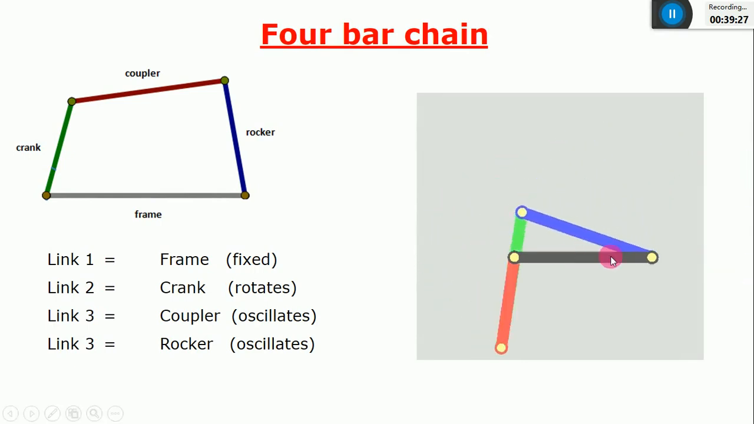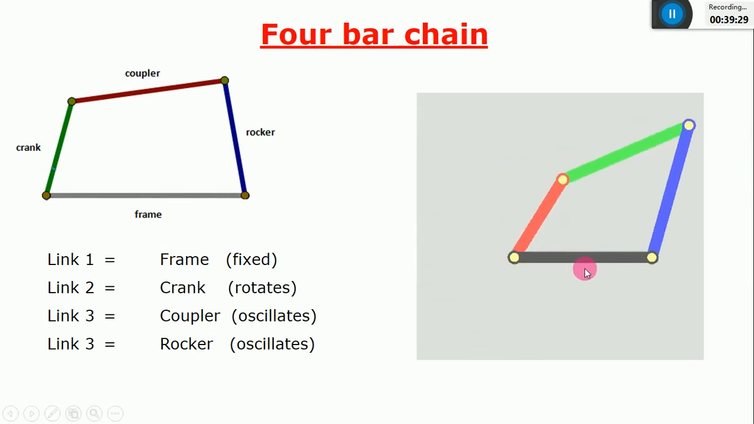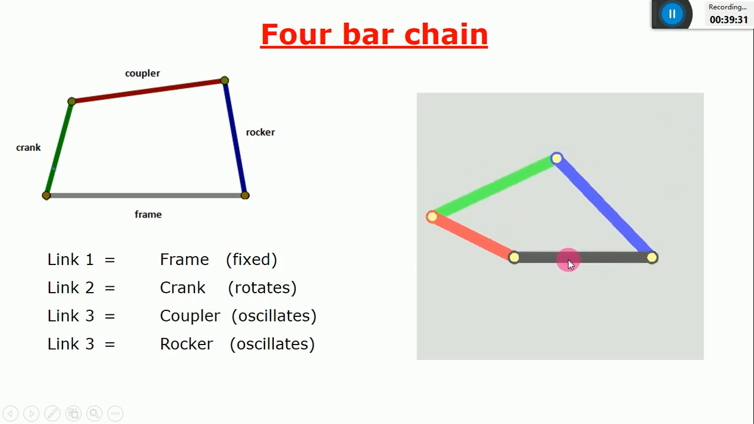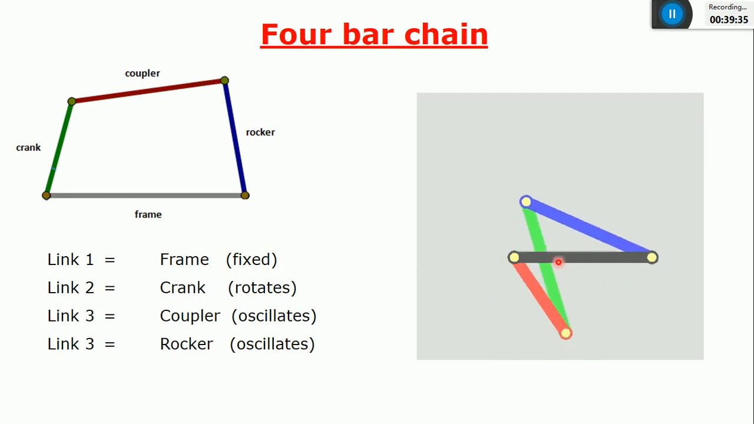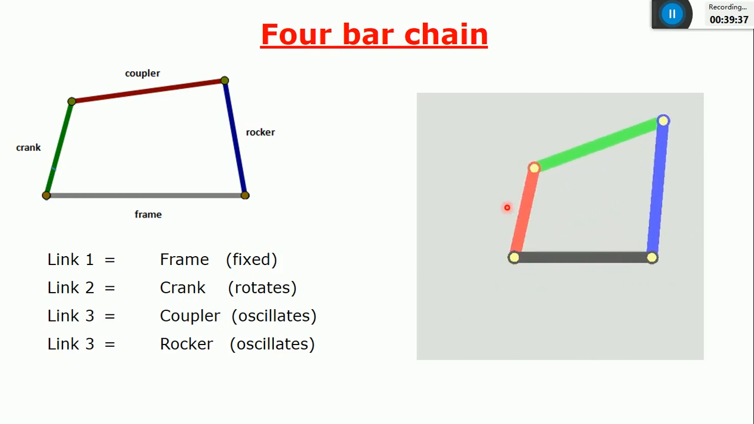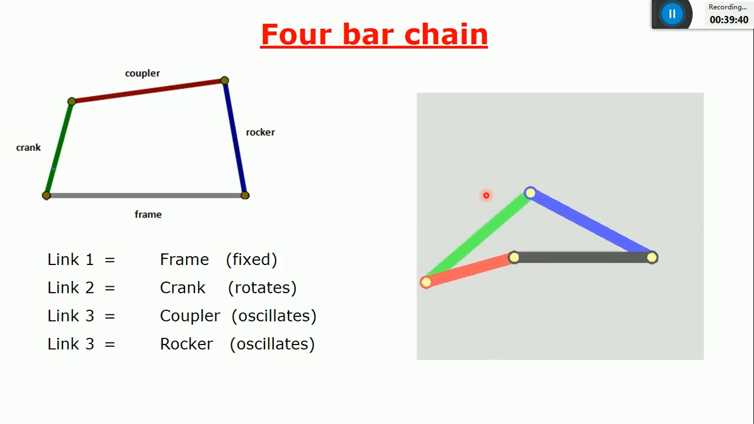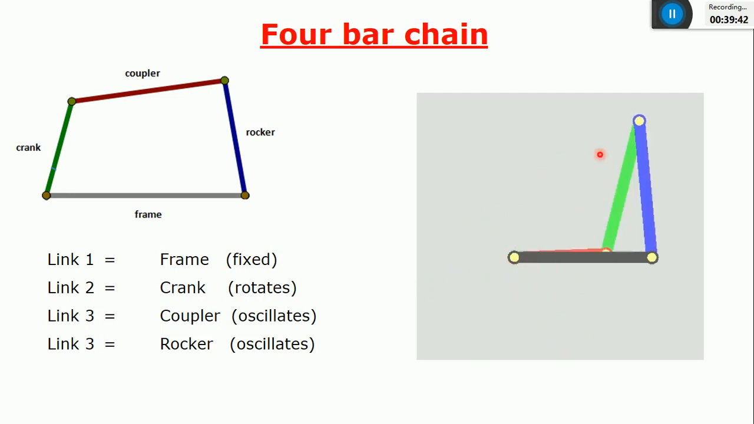This is just the frame. Okay, this is a frame. This is a crank, red color. Green color is a coupler. Rocker is the last one.